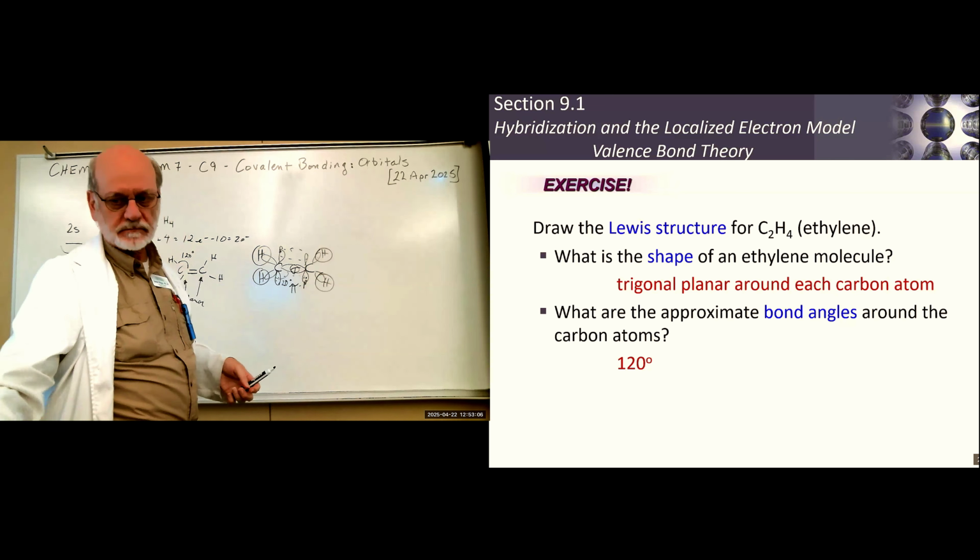sp3 hybridization won't work because it gives us the wrong bond angles. That's tetrahedral geometry. sp2 gives us the trigonal planar.